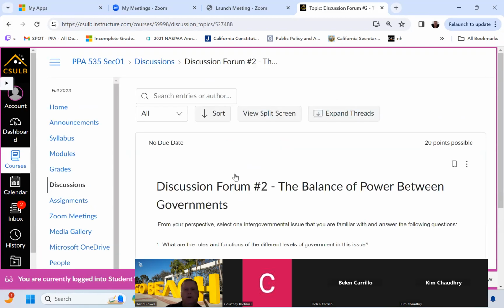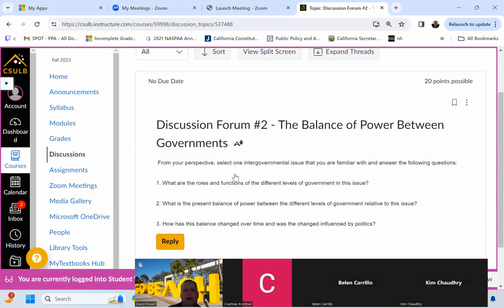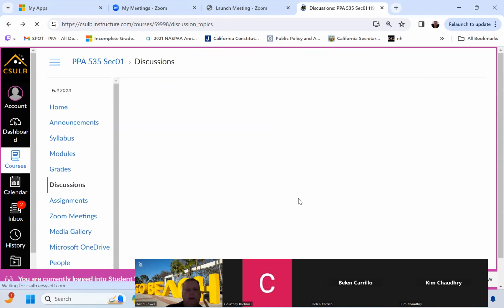And so for this one, you will, from your perspective, select one intergovernmental issue you're familiar with and answer the following questions. What are the roles and functions of different levels of government on this issue? What is the present balance of power between the different levels of government relative to the issue? How has the balance changed over time? And was the change influenced by politics? Okay. Let's take a look at number 3.